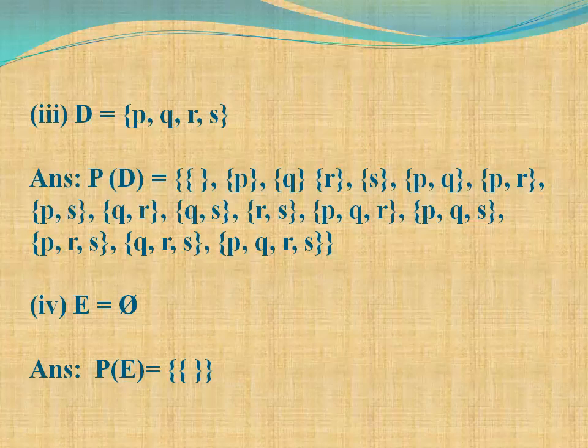Fourth subdivision, E equal to {5}. So P of E is equal to: the element 5 is the only element, so we put the subsets as the empty set and {5}. Okay. So there is one element for the set. The subsets for a one-element set are two, okay.